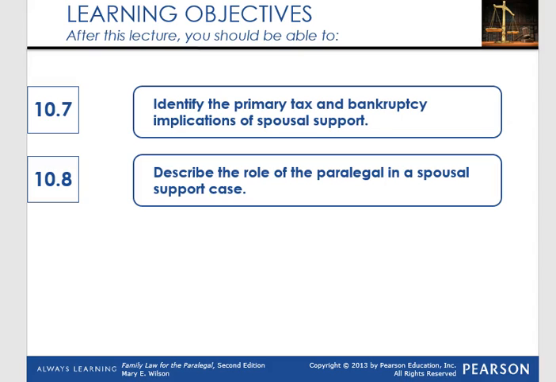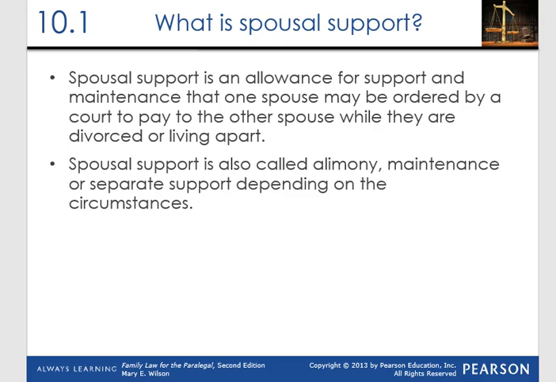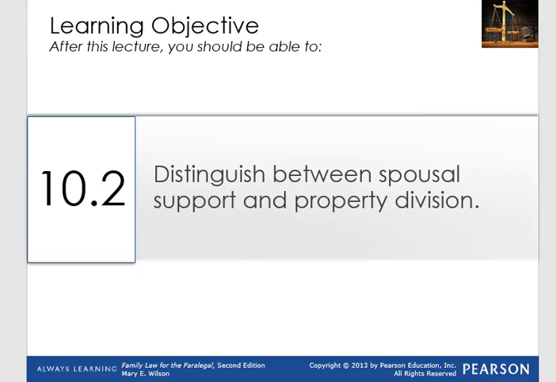Identify the primary tax and bankruptcy implications of spousal support and describe the role of the paralegal in a spousal support case. So first off, define spousal support and describe how it has evolved. What is spousal support? Spousal support is an allowance for support and maintenance that one spouse may be ordered by a court to pay to the other spouse while they are divorced or living apart. Spousal support is also called alimony, maintenance, or separate support depending on the circumstances.